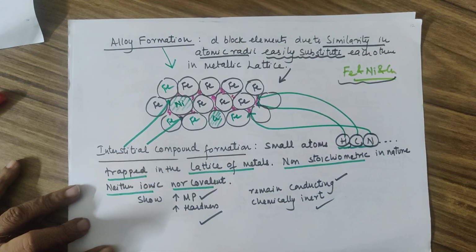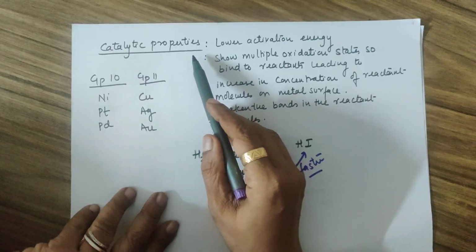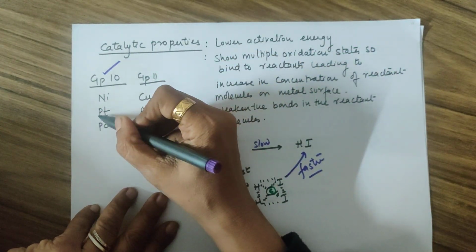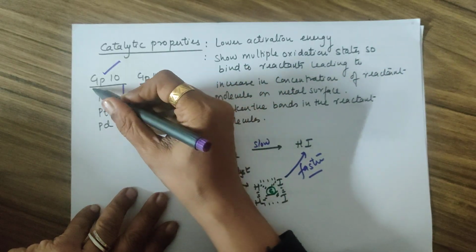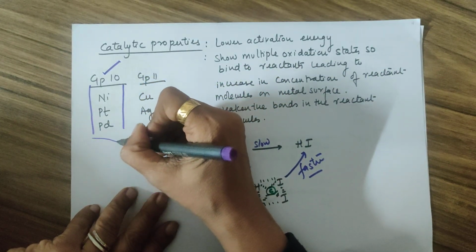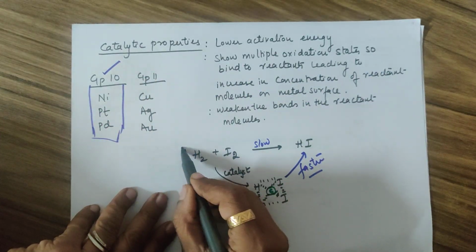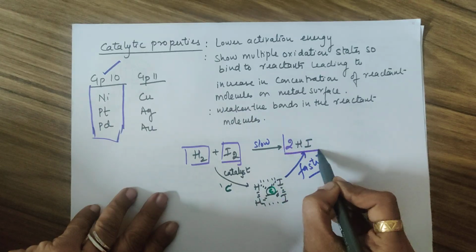Fine. Moving on to the next property, which is the catalytic property. This is again an important property of group number 10 elements, which are nickel, platinum and palladium. This group of elements is found to show catalytic properties in the periodic table. Now, what exactly happened? Let us say I have a reaction of H2 plus I2 and it forms 2HI, and it is a slow reaction.